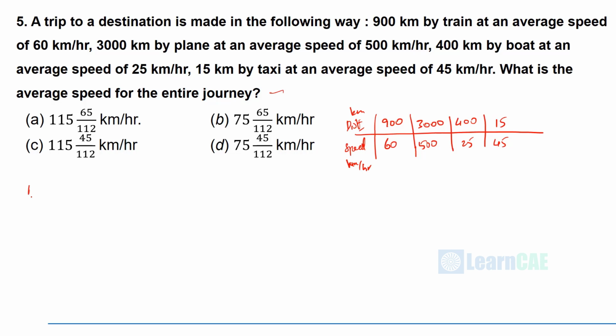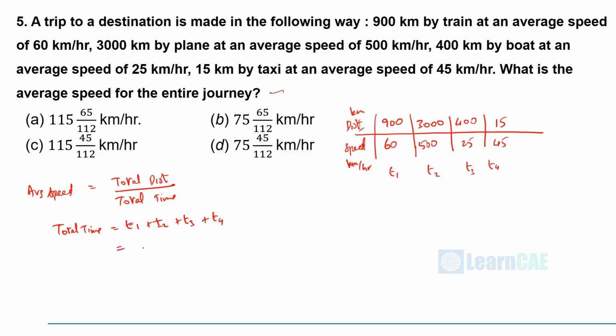They are asking the average speed. Average speed is equal to total distance covered divided by total time. Okay. Now we can say that the total time is equal to the sum of the time taken in individual journeys. That is, let this be T1, this be T2, T3, T4. So total time will be equal to the sum of these values, that is T1 plus T2 plus T3 plus T4.